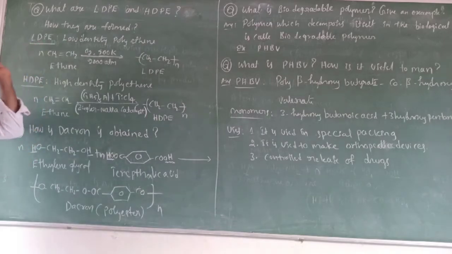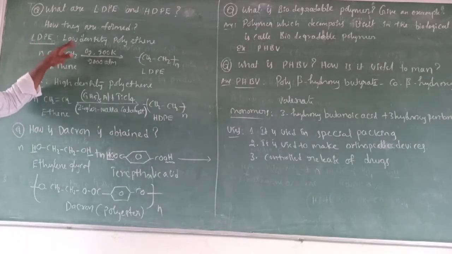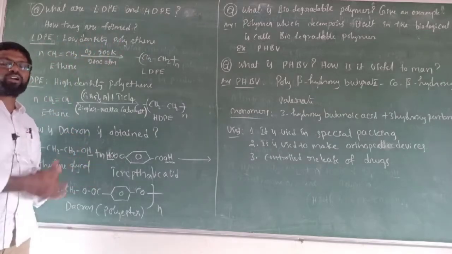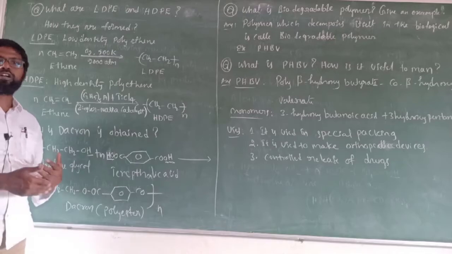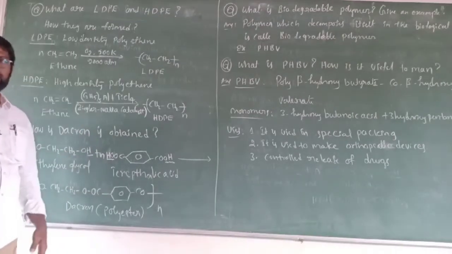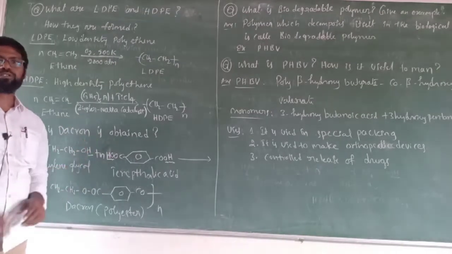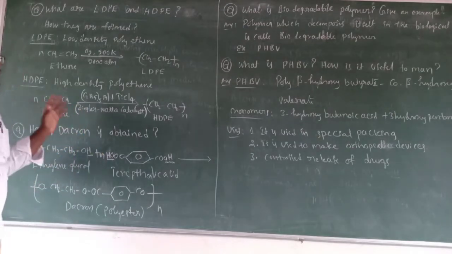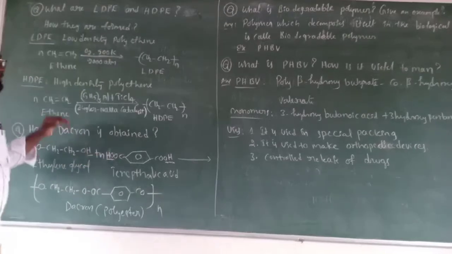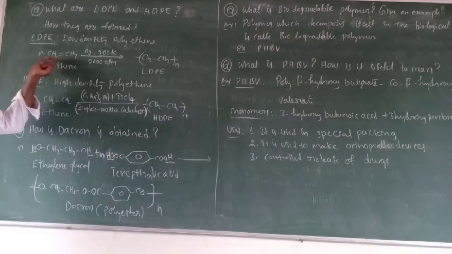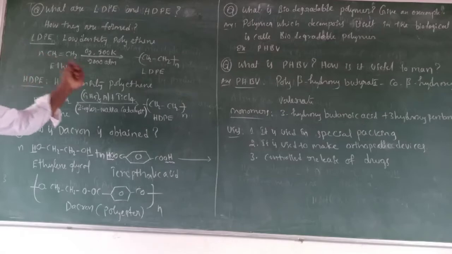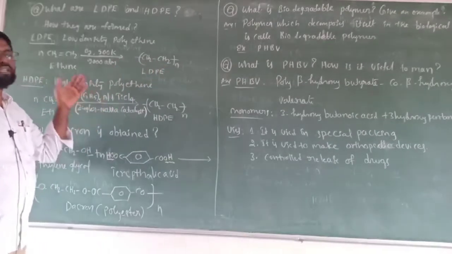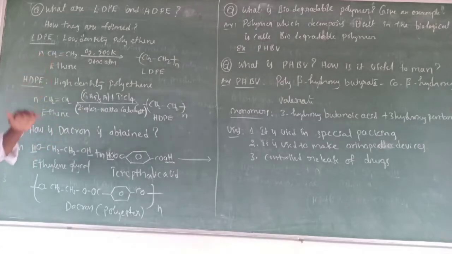First LDPE. LDPE means low density polyethylene. We have already discussed the formation of polyethylene in different cases. In the previous lecture also I explained how polyethylene is obtained under addition polymerization. Same thing. Here you see, a number of ethene molecules undergo polymerization to give polyethylene. But the formation of polyethylene can happen in two different ways.